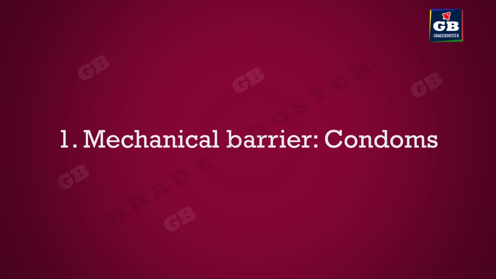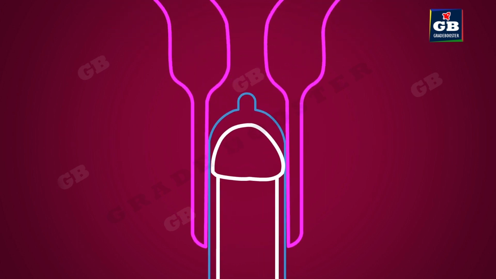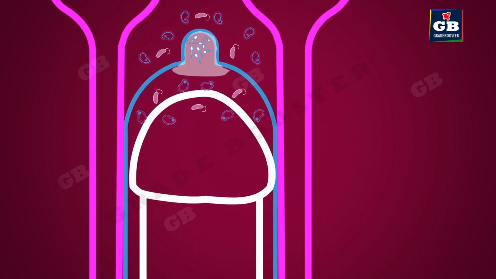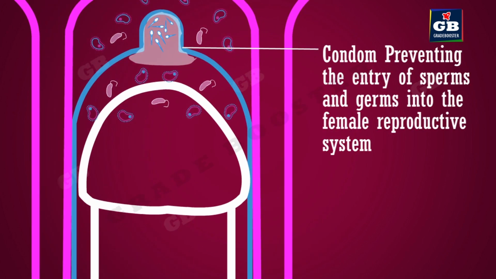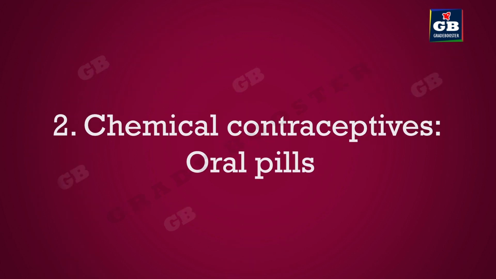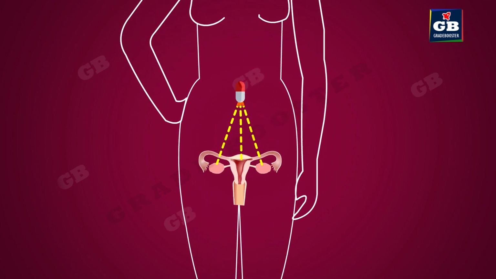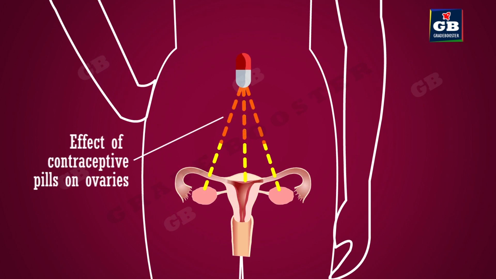1. Mechanical barriers. Example, condoms. By using male or female condoms, one can avoid pregnancy. Condoms act as a barrier and prevent the entry of sperms into the female reproductive system. 2. Chemical contraceptives. Example, oral pills. These pills change the hormonal balance of the woman and stop the release of egg and fertilization. But changing hormonal balance leads to so many side effects.